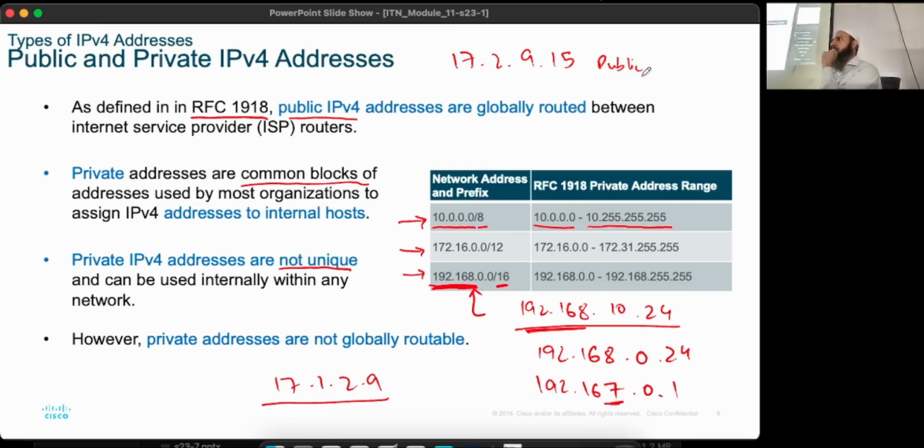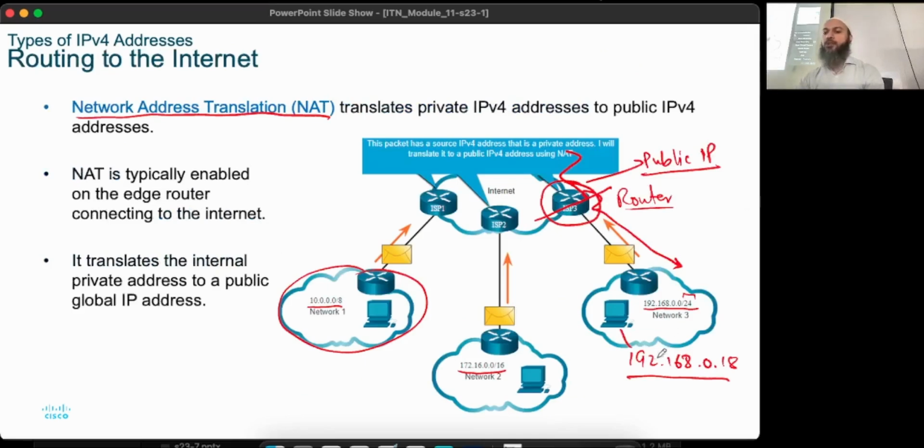Doctor, a few minutes ago you said if the IP address is 192.168.0.something, the gateway will always be the first. Yes, 192.168.0.1. So over here, your router is your gateway. If this is 192.168.0.18, this portion of the router over here is going to be 192.168.0.1. But the public part is going to have some other IP address. Make sense?